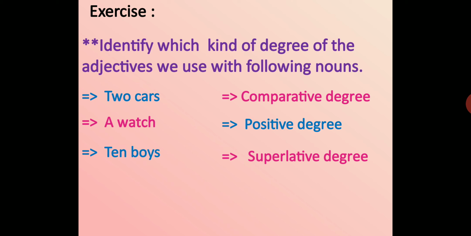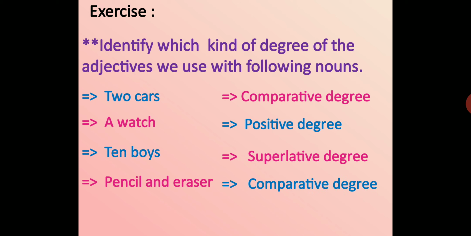Let's move on. The next question, pencil and eraser. Here, two things are there, pencil and eraser, meaning one pencil and one eraser. Then how many things are there? Two. If there are two things and the comparison is between two things, which degree will be used in the sentence? Yes, comparative form of the degree.